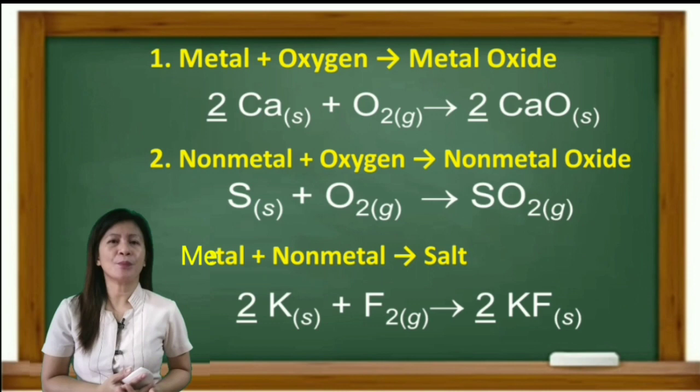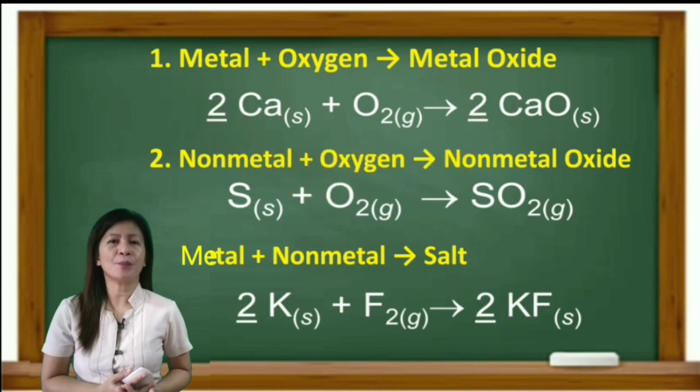The fixed charge of calcium is positive 2, the fixed charge of oxygen is negative 2. You crisscross only the numeric charges, you disregard the charges, and then since they are 2 and 2, you simplify them to 1 and 1. So that's the reason why calcium and oxygen in the product side here have no subscripts, because they are already simplified from 2 is to 2 to 1 is to 1. And then putting coefficients 2 is making the equation balanced. So whenever you write a chemical equation, you always see to it that it is balanced.